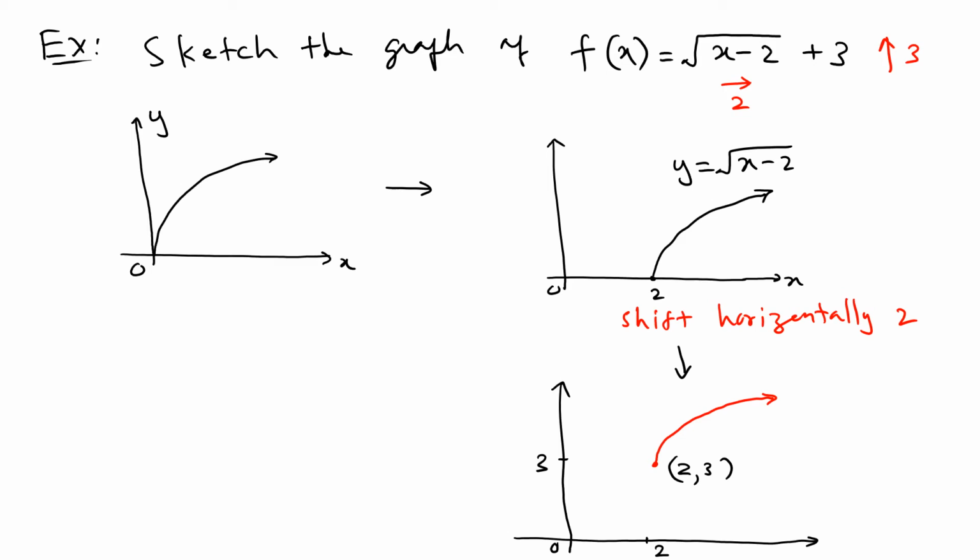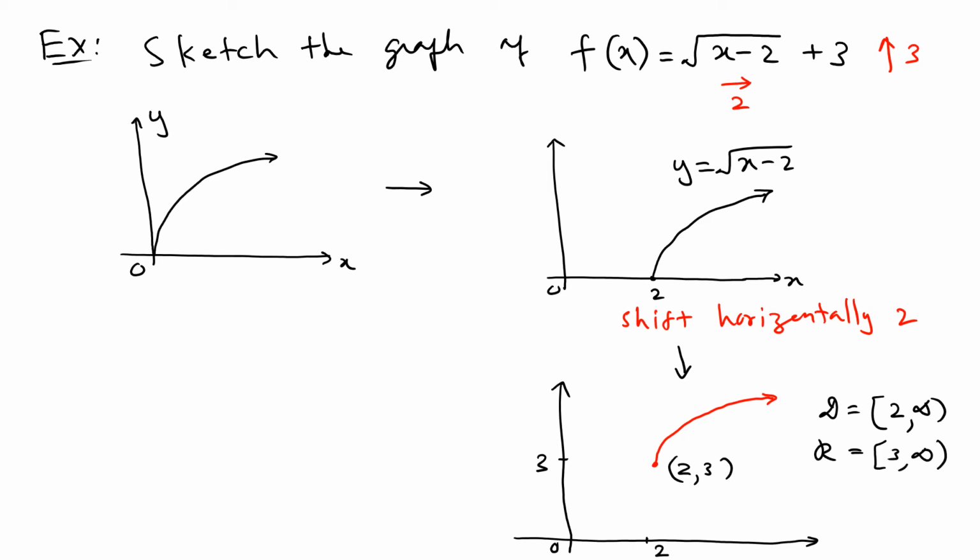So the domain of this new one, you can see, is going to start at 2 and go all the way to infinity. For the range, you can see that the values start at 3 and then go up. So that means it is 3 to infinity.